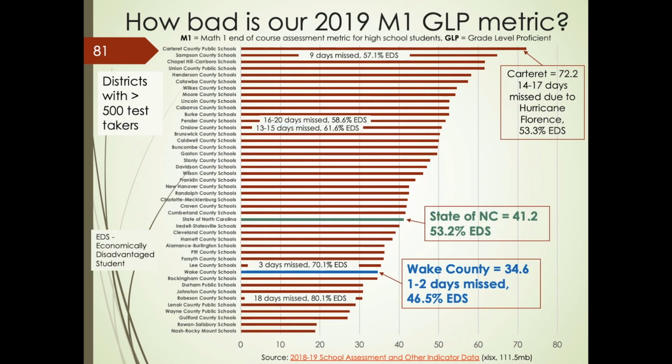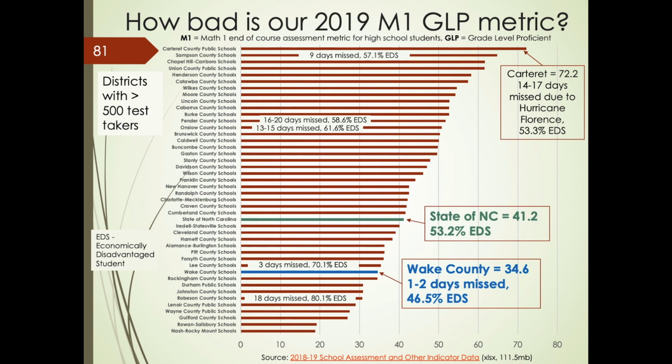So this chart, which was shown at the BOE in October by me, was showing the 2019 M1 GLP metric for Wake County as compared to the state of North Carolina and then many other districts. There are about 44 or so districts here, including the state. These are all the ones that had more than 500 test takers. I was showing in context just the 2019 number, showing where we performed as compared to other districts. I pulled in a couple of data points on some of the lines here, showing number of days missed due to the hurricane, showing the EDS percentage level.